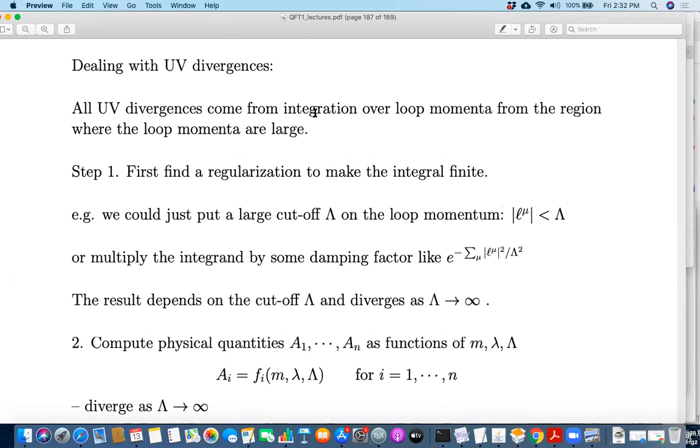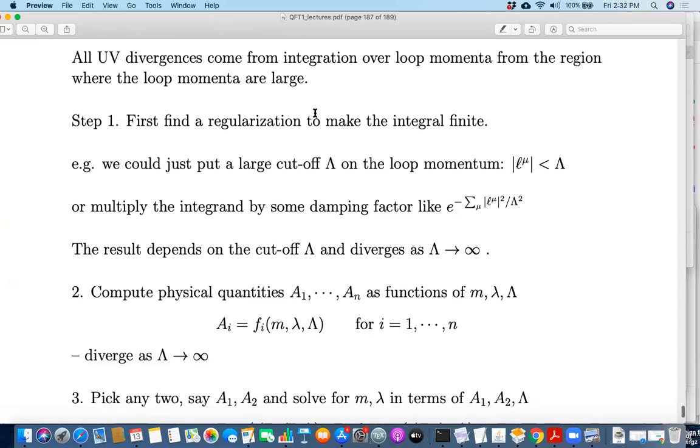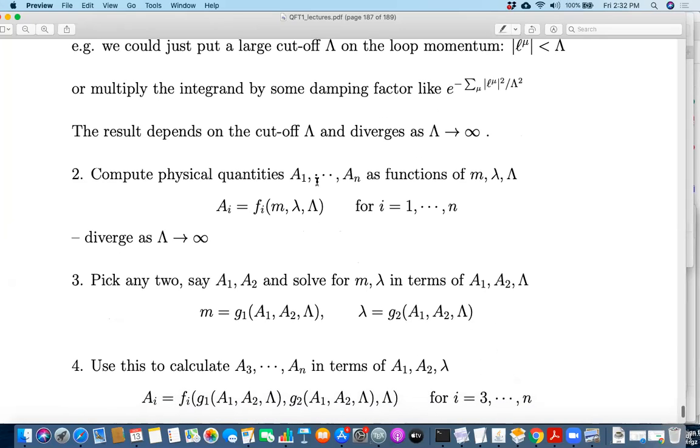Okay, so that's the difference between what we did earlier, that epsilon goes to 0 limit, and this lambda goes to infinity limit. So effectively what you are doing is taking lambda goes to infinity, but at the same time you are also taking small m and small lambda to infinity in a certain way, so as to cancel these divergences.